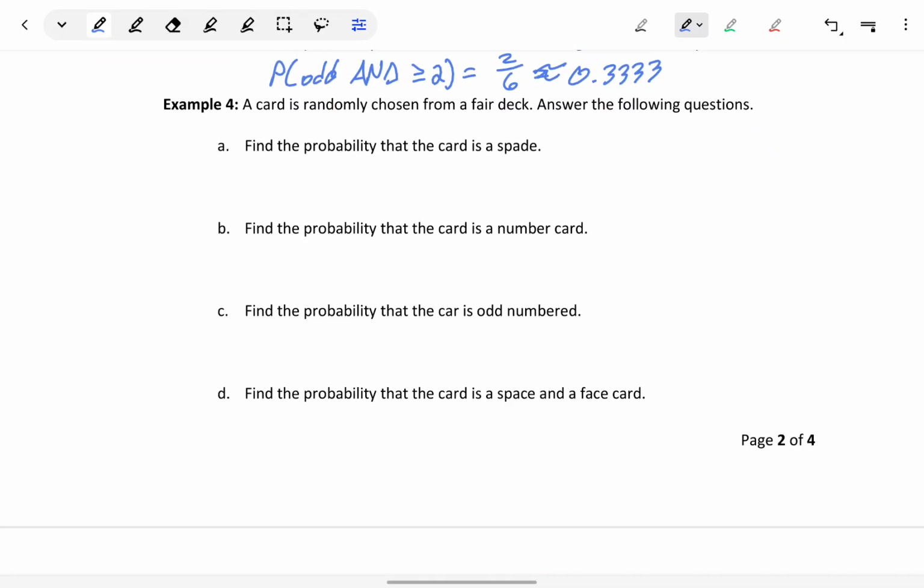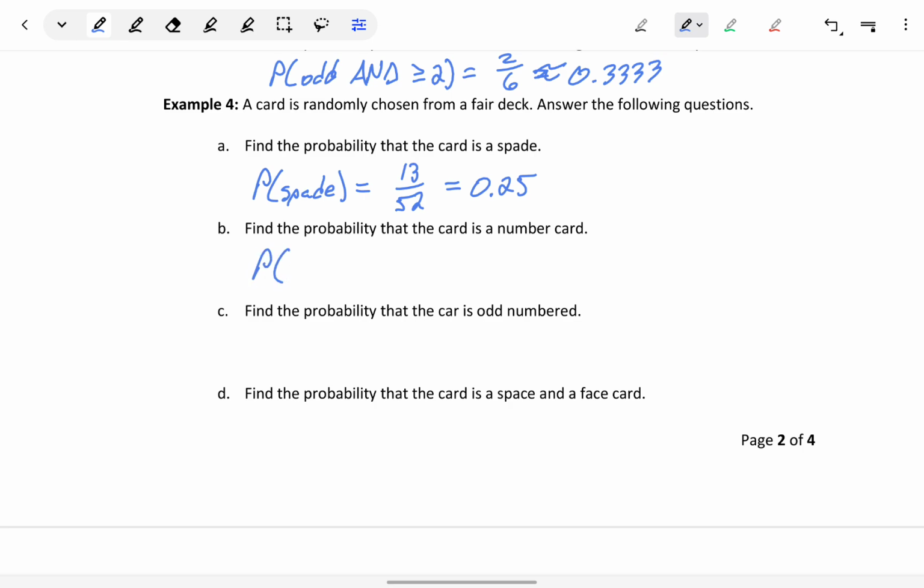In example 4, now we're dealing with cards being chosen from a deck. In part A, we want to find the probability that a card is a spade. We can reference back up to what we established above, but there are 13 cards in each suit out of 52 total cards in the deck, meaning we have a 0.25 or 25% chance of drawing a spade.